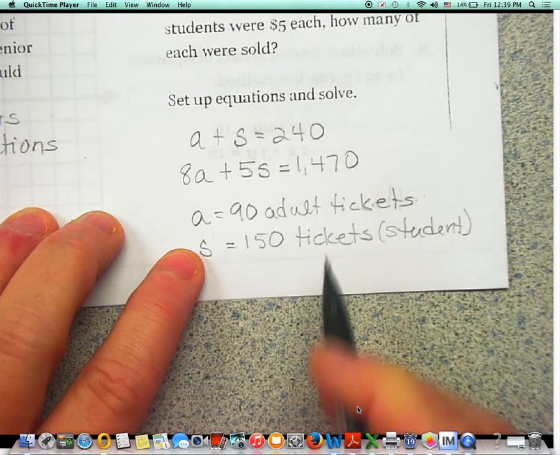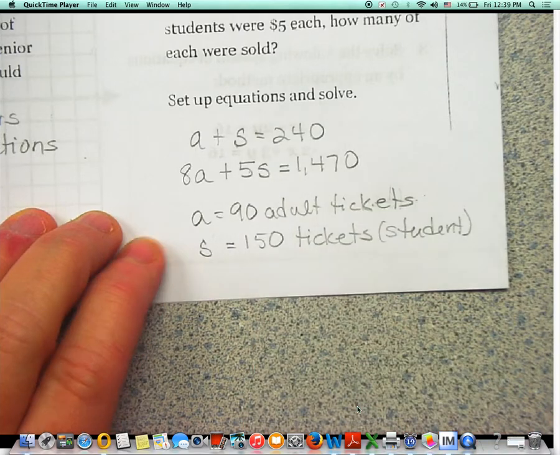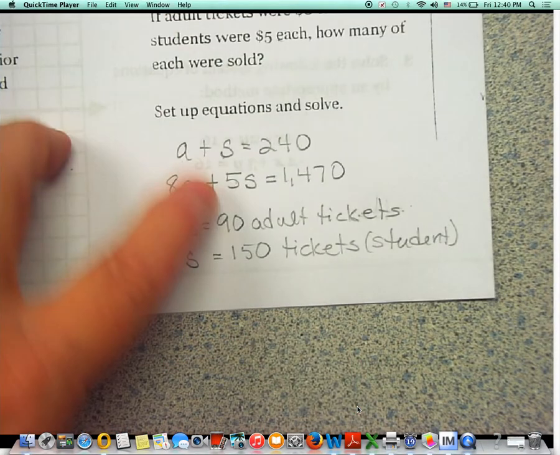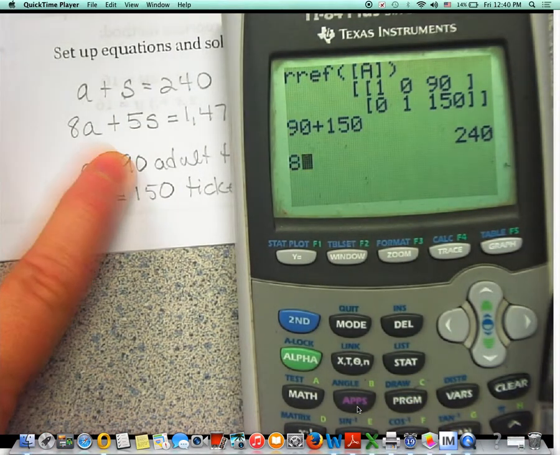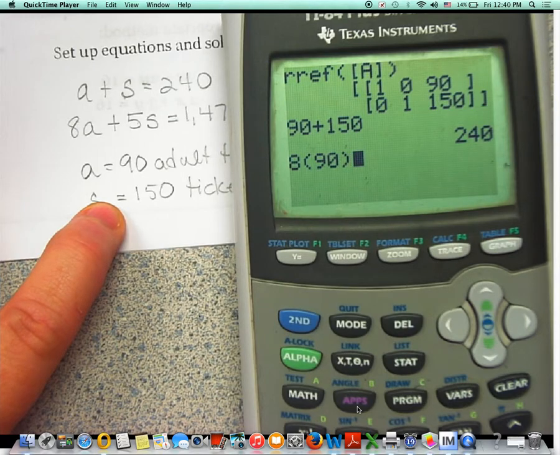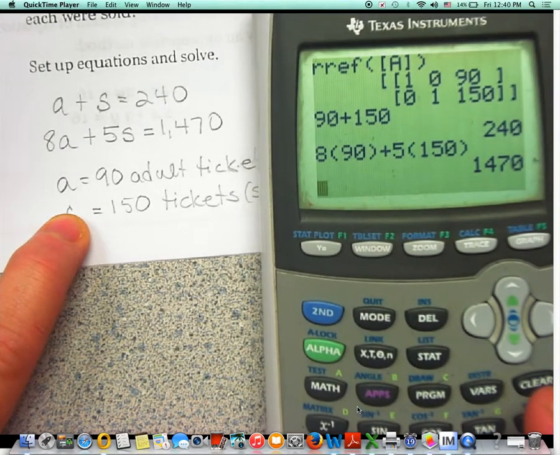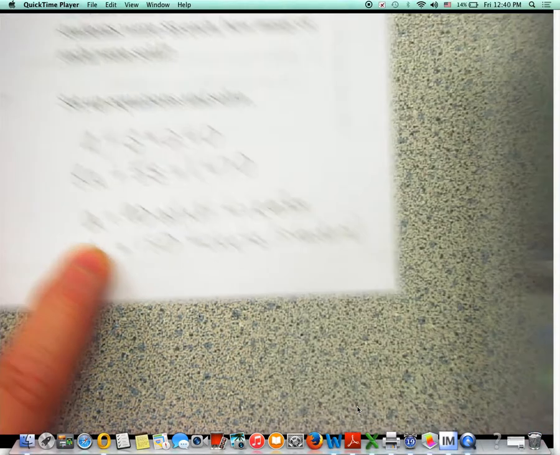Let's at least make sure that 90 plus 150 is 240. So 90 plus 150 is 240. Then you could also plug it in here. 8 times 90 plus 5 times 150, and that should give us 1,470, and it does. Okay.